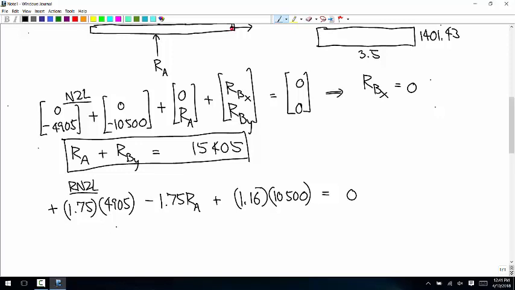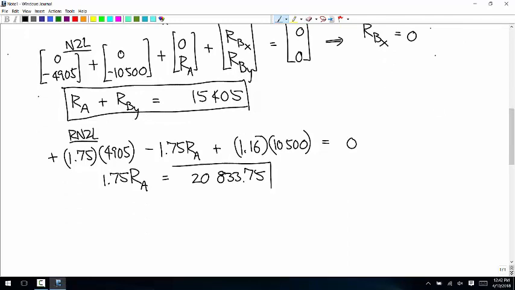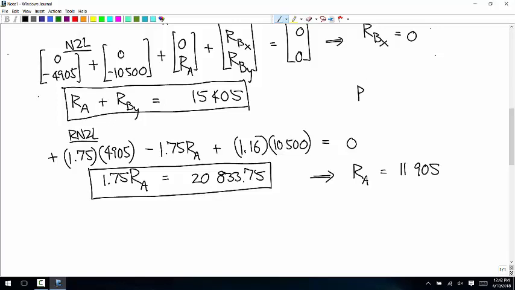And so we get 1.75 RA is equal to, what do you get if you add up both of these 2 constant terms? Okay, so what do you get for RA? And then what do you get for RBY? Okay, and RBY. All right, now we know all the external loads.